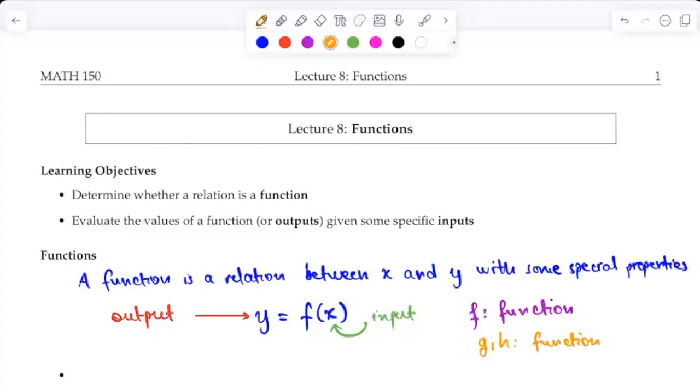So f, the function or the special property, you can imagine this particular statement right here as a coffee machine. Okay, so x is the input, which is the coffee beans. Okay, and y is the output, in this case the cup of coffee that you're going to get when you put the coffee beans into the coffee machine f. Hopefully you understand. Okay. So x is the input, y is the output, and f is the special property or the function in this case that you're going to deal with.